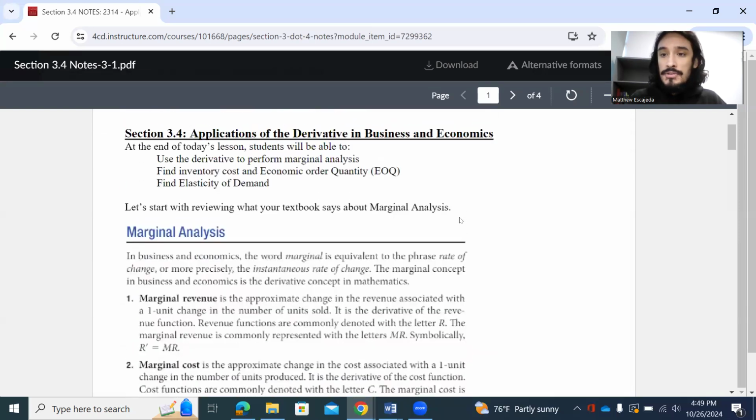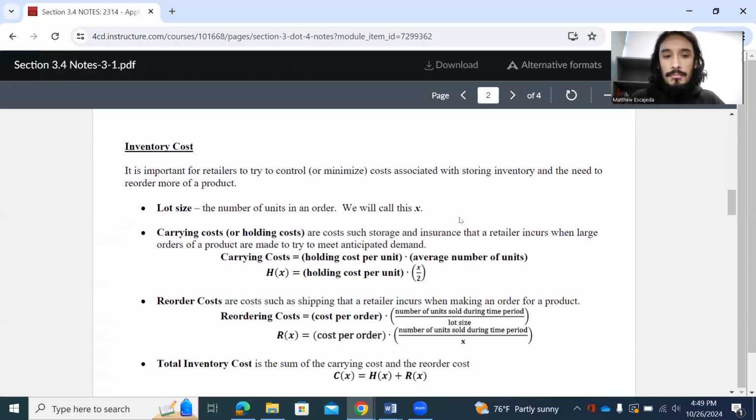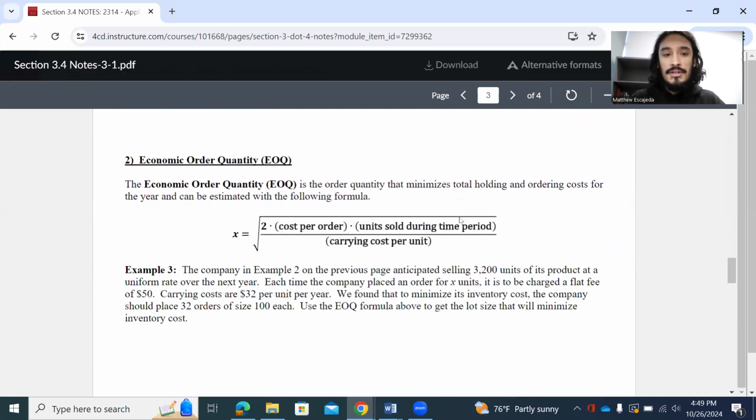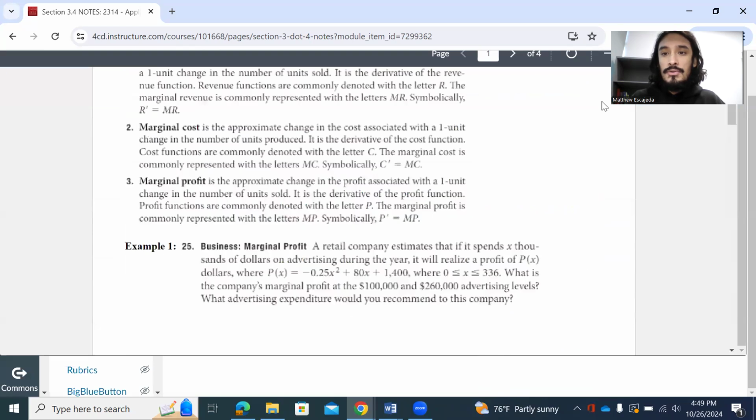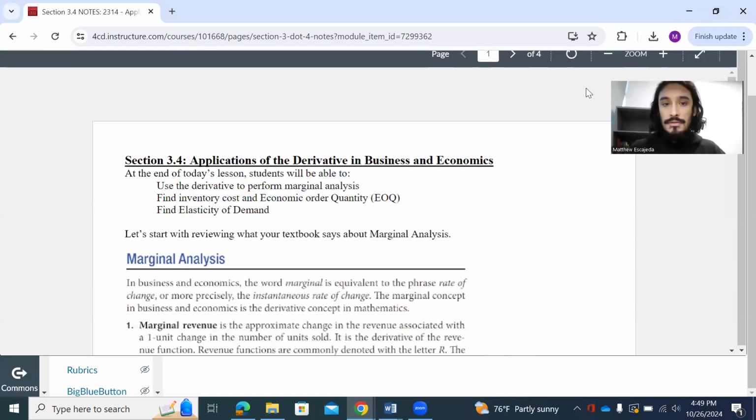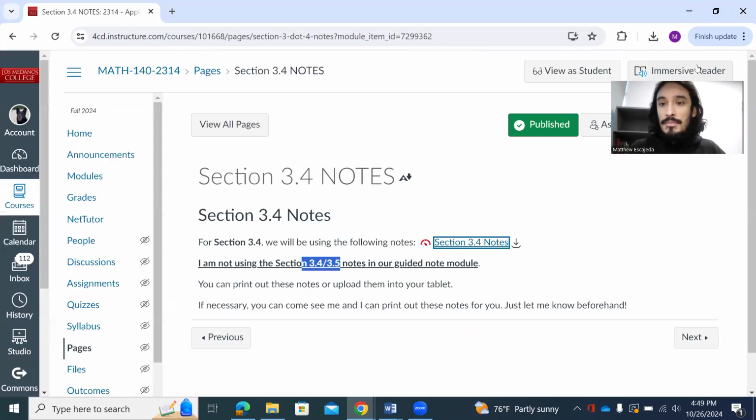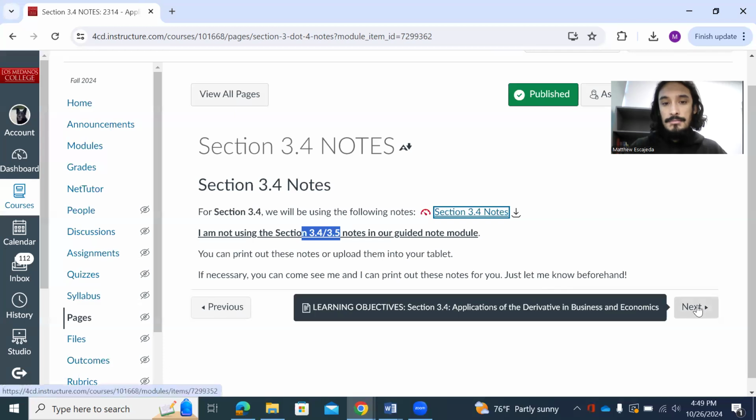Here's a new 3.4 notes that we would be using. So once again, we're not using the ones in the note module. These are the personal ones I made for this section, okay? So make sure to have this ready if you want to print it out or upload it to your tablet, or if you need access to a printer and you don't know how to use it here, just let me know. I can print it out for you and you can come pick it up from my office, okay? But just make sure you're taking notes off these notes, okay? So those are the notes that we're going to be using.